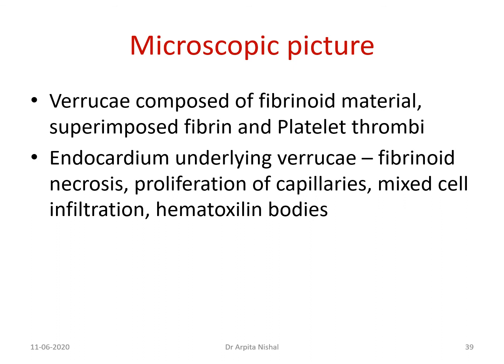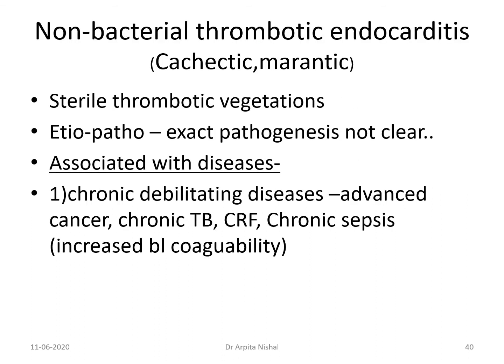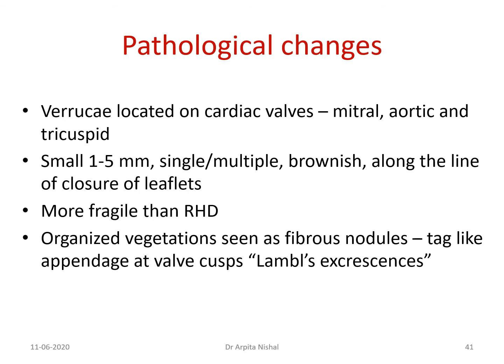Microscopically, they are made up of fibrin, platelets, and sometimes you may see the presence of hematoxylin bodies in acute systemic lupus erythematosus. Another type is the non-bacterial thrombotic endocarditis, which is also called the cachectic or marantic type. These are again sterile vegetations. Etiopathogenesis is not clear, but it is seen in association with many diseases like chronic debilitating diseases. Verrucae are seen on mitral, aortic and tricuspid valves, small 1 to 5 millimeter, single or multiple, seen along the line of closure of leaflets. They are more fragile than rheumatic heart disease.